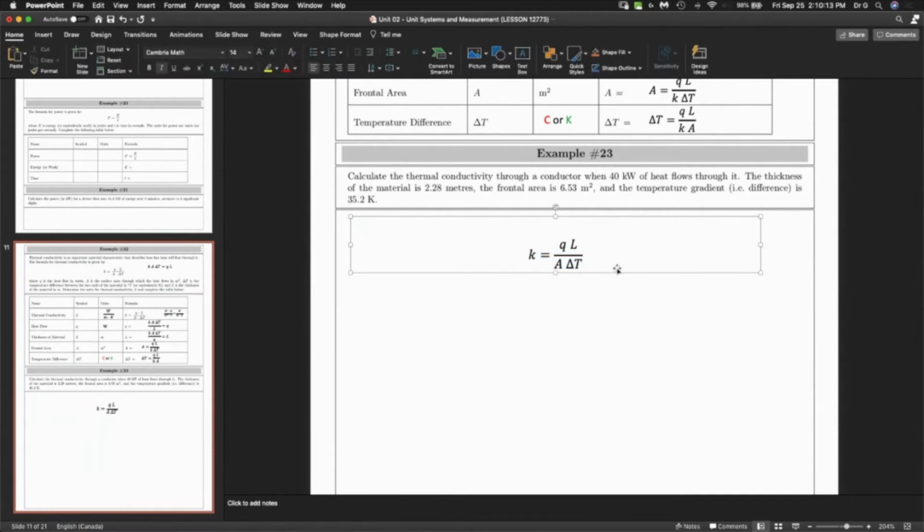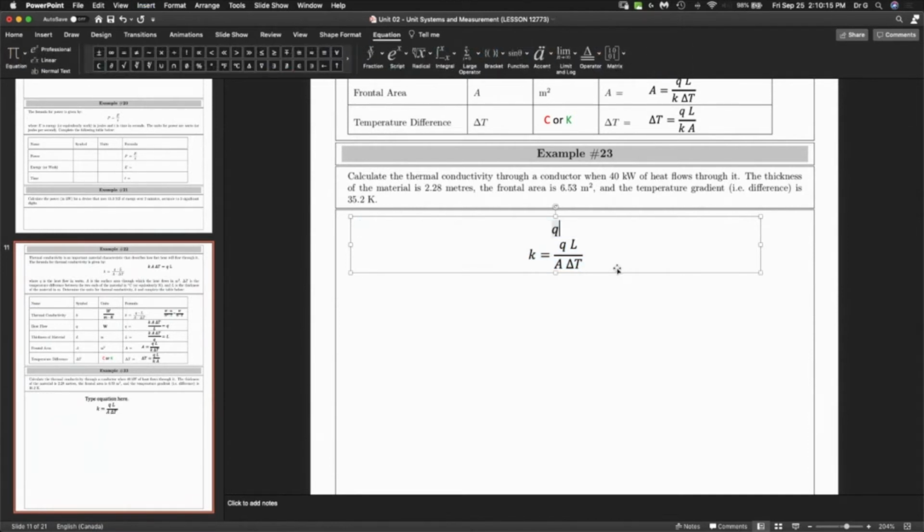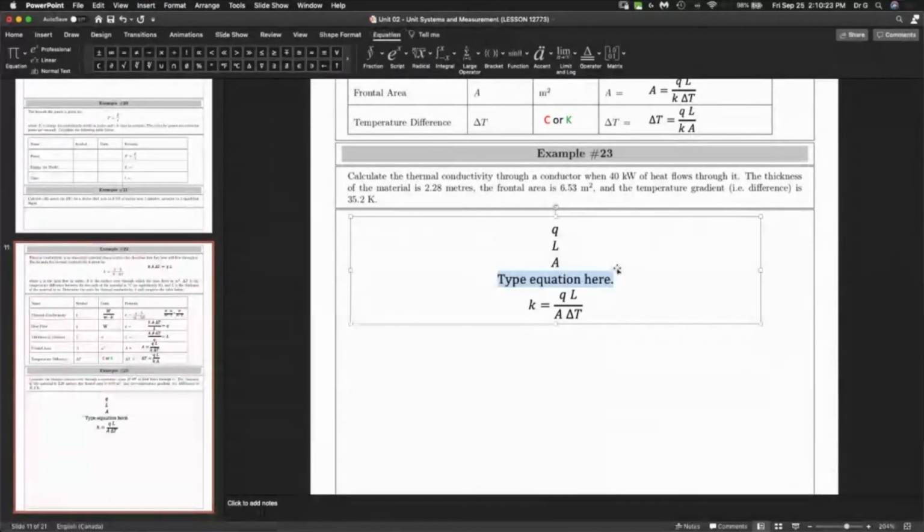figure out if you know all the other information. So do you know Q? Do you know L? Do you know A? And do you know delta T? Hopefully we have all these things on standby. So let's go through the question.